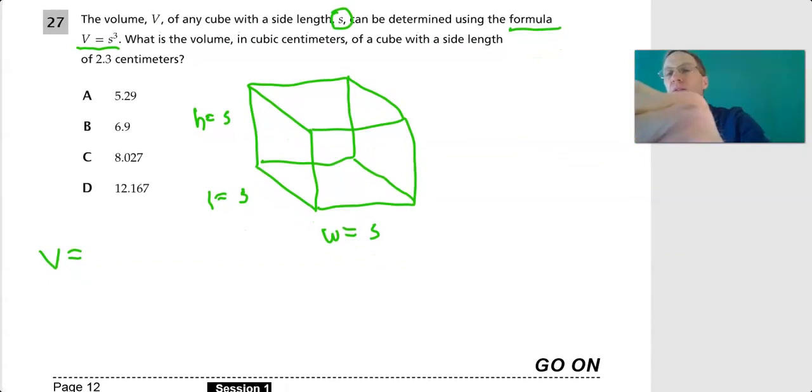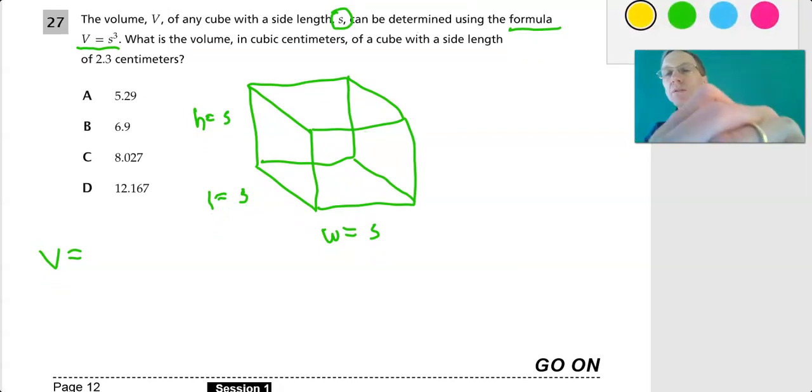Whoops, maybe it's not gonna. See if I can get this marker to work. See if that'll go. No.